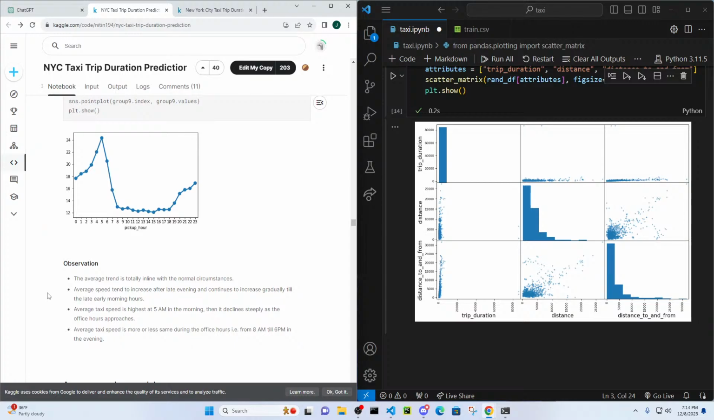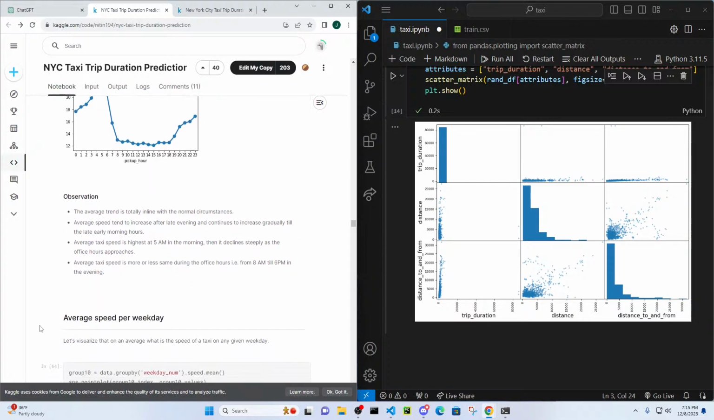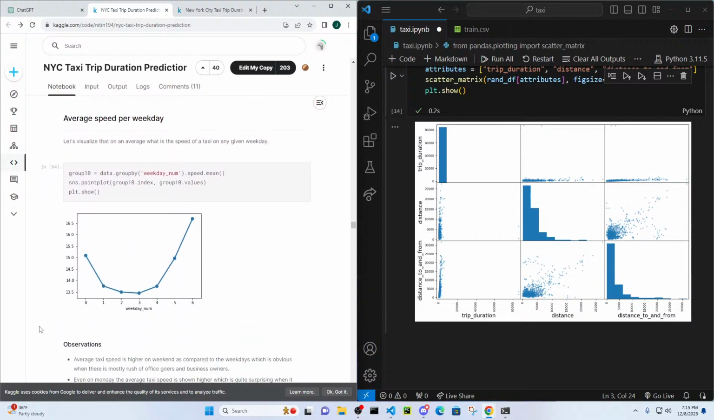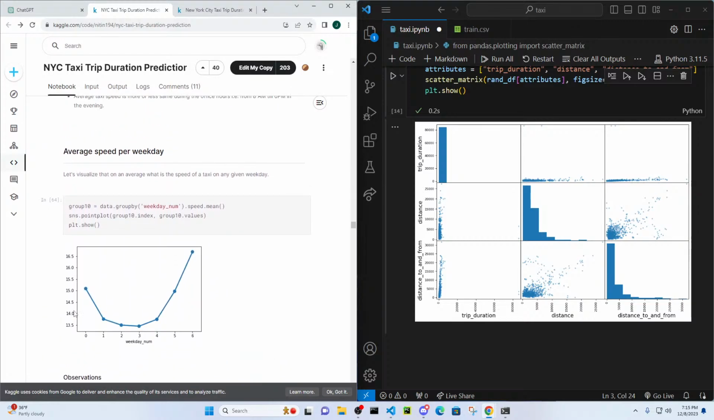So the average trend is totally in line with the normal circumstances. Average speed tends to increase after late evening and continues to increase gradually till the early morning hours. Average taxi speed is highest at 5 a.m. in the morning. Then it declines steeply as the office hours approach. Average taxi speed is more or less the same during office hours, 8 to 6 in the evening. Makes total sense.